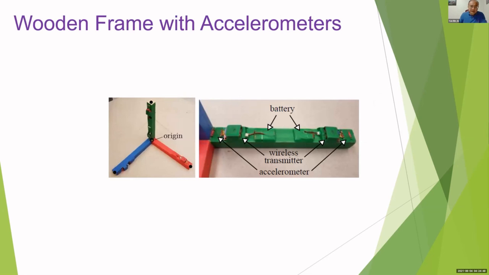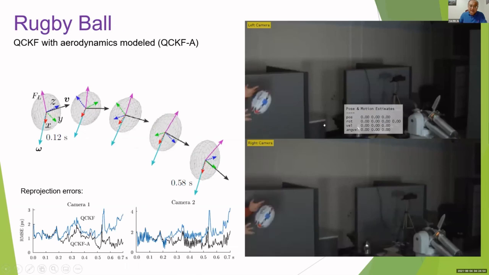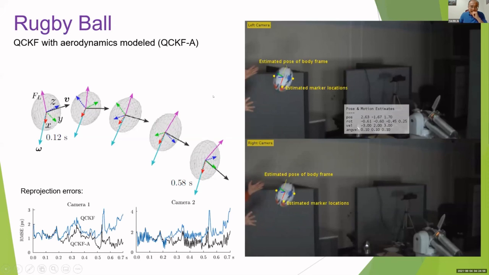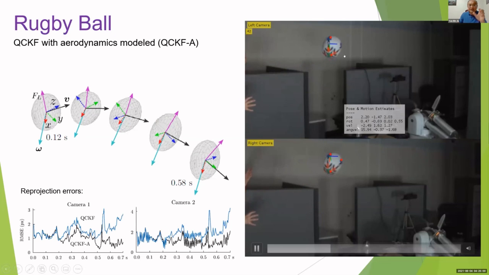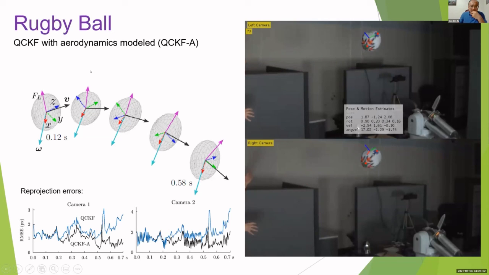So we did some verification here, and one of them is to use the wooden frame and use accelerometers as independent validation. And the second one is to use the rugby ball in flight, and this involves aerodynamics. We use the quadratic constraint Kalman filters with aerodynamics modeled, okay?